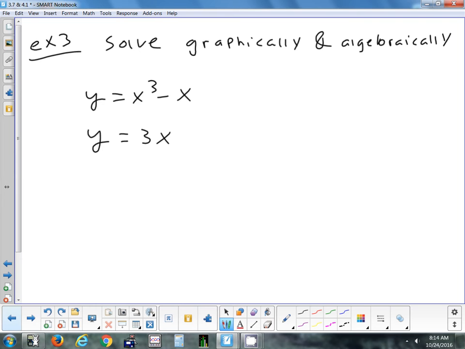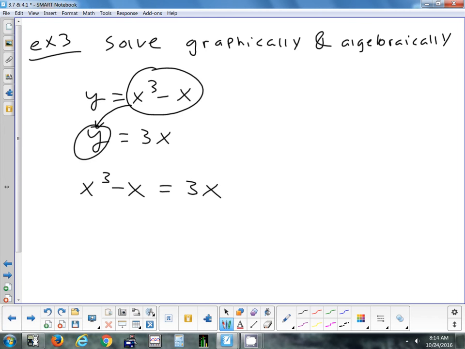Would you plug y in for y? Yeah, do substitution. Okay. Take what y is equal to and plug it in. So x cubed minus x equals 3x. Now what would you do, Dave? Subtract x from, or add x to both sides. Okay, you can add x to both sides.